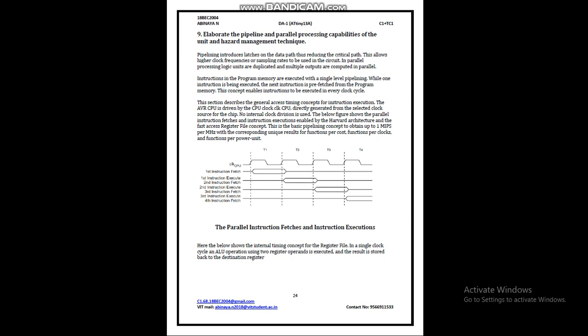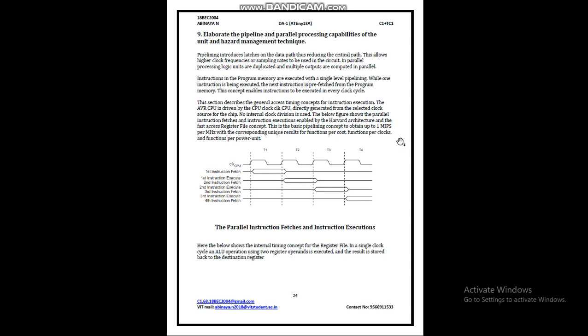In parallel processing, logic units are duplicated and multiple outputs are computed in parallel. You can see this parallel instruction fetch, where an instruction is fetched and then executed. This section describes the general access timing concept for instruction execution. The AVR CPU is driven by the CPU clock, which is generated directly from the selected clock source for the chip.